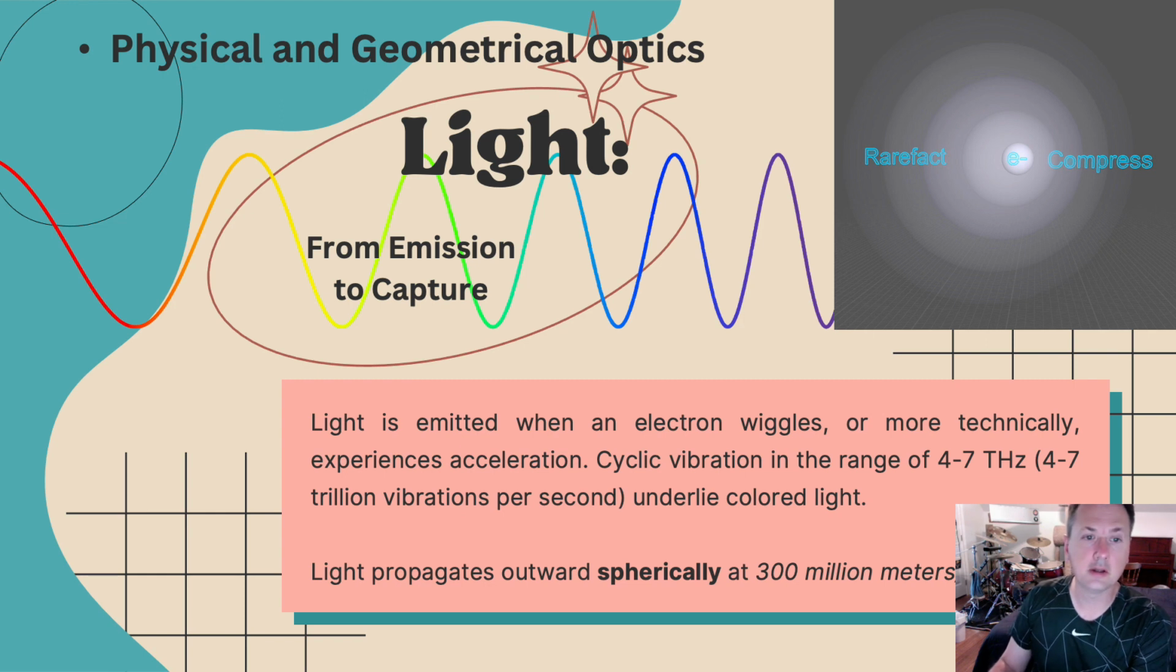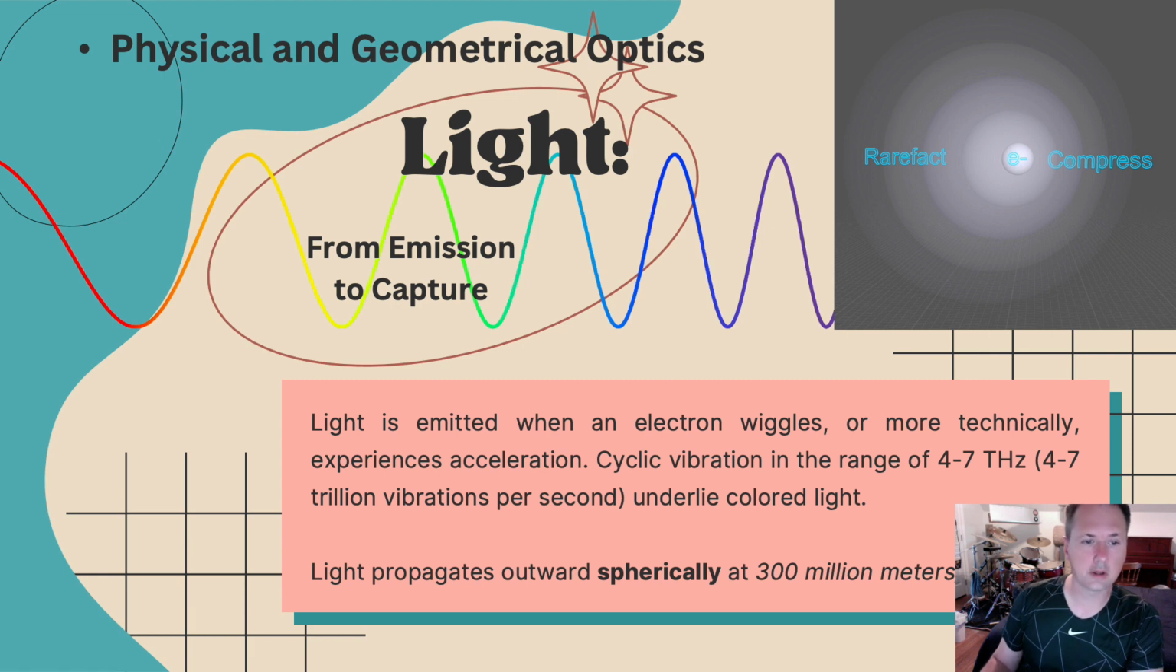Light is emitted when an electron wiggles or experiences acceleration. Cyclic vibration in the range of 4 to 7 terahertz, that's trillion vibrations per second, underlie colored light. And light propagates outward spherically at 300 million meters per second.